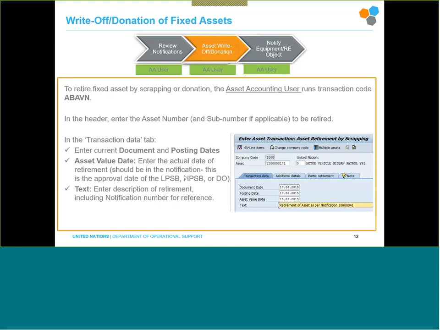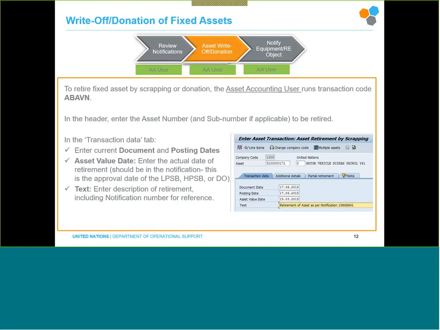Then the asset value date. This is very important. This is a very important concept, the asset value date, because it will have financial implications. So this is the date where the asset has been officially approved, when the notification or the donation process has been approved by the board in your mission, or UNHQ, sorry.